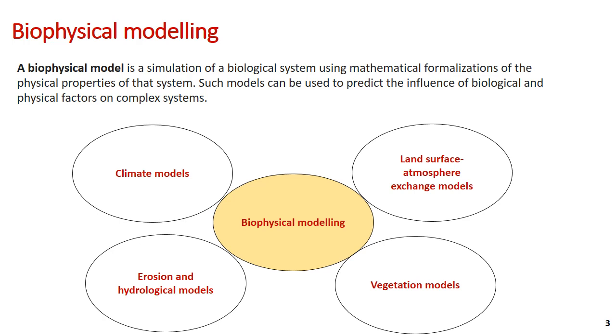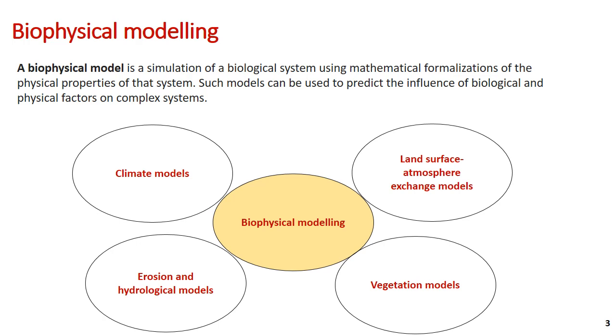A biophysical model is a model that helps us to model desertification, or at least some of the factors that contribute to desertification. Because a biophysical model is basically a simulation and a modeling of a biological system. In this type of model, you are trying to model the physical properties, and then you can predict the influence of the biological and the physical activities on the system itself.